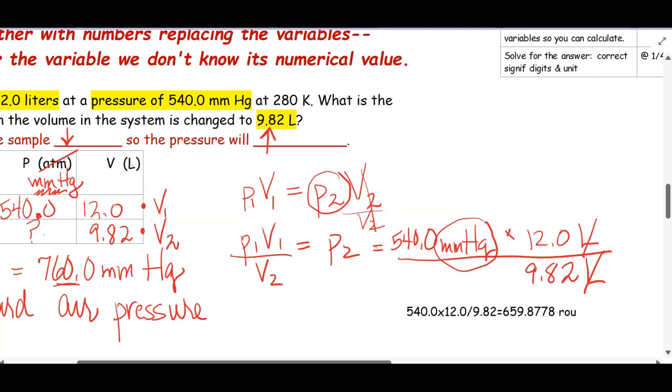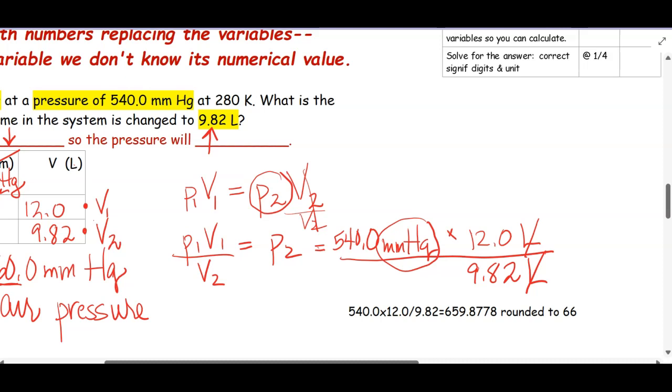So I'm going to round to 3 digits. This has 4 digits, 3 digits, 3 digits. So I'm going to have to round it to 659.9, and that's going to round to 660 millimeters of mercury. Hg is the symbol for mercury.